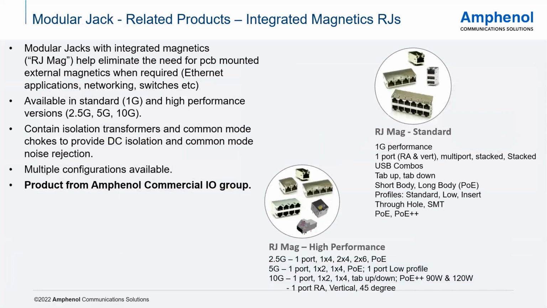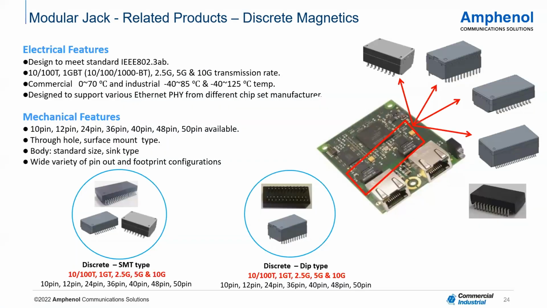Along with modular jacks, we also have magnetic jacks. Of course, this particular product belongs to a different BU under Amphenol, but I just wanted to show you that we do have magnetic jacks which are available right up to 10 gigs. Along with magnetic jacks, we also have discrete magnetics available. This also is under a different BU, but as these magnetics come as an accessory to RJ or RJ Mag, I thought of putting this together so that you know that this is available with Amphenol.